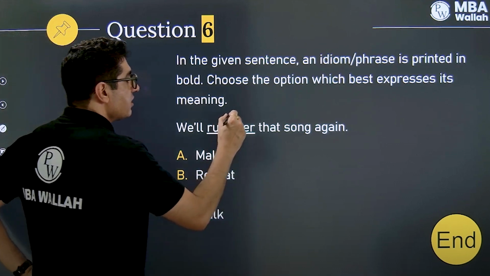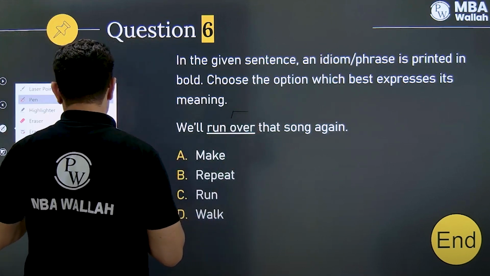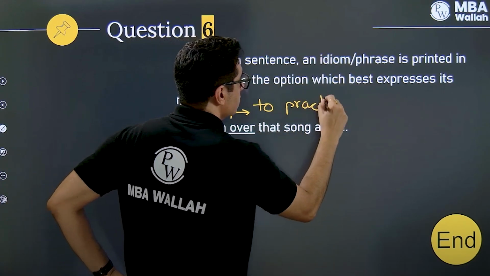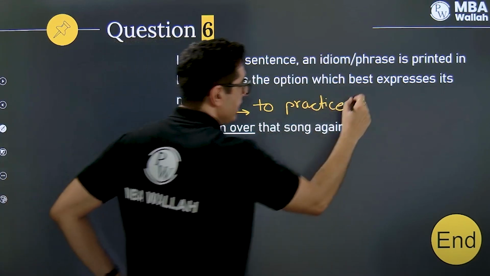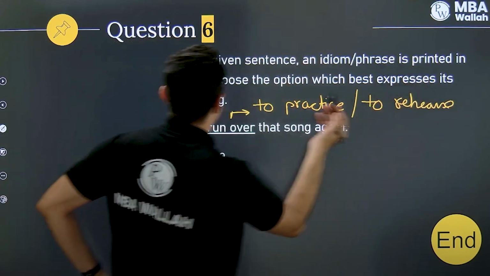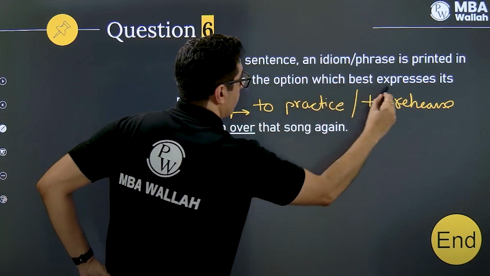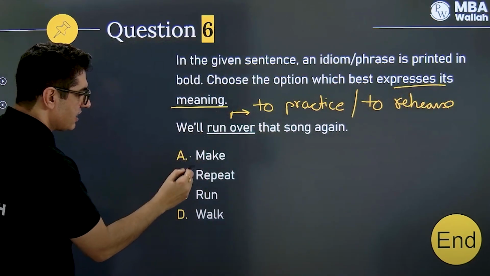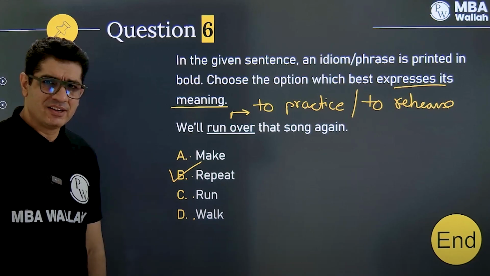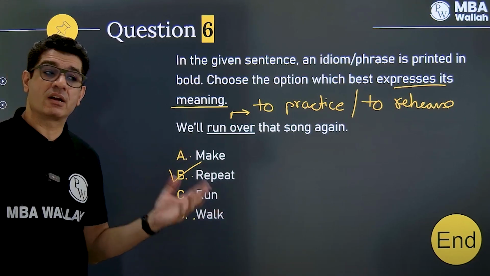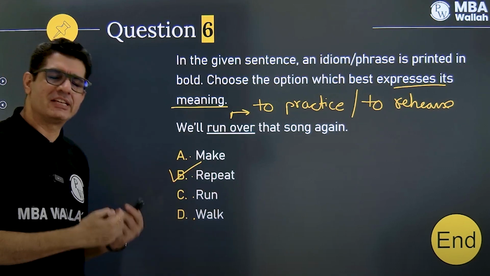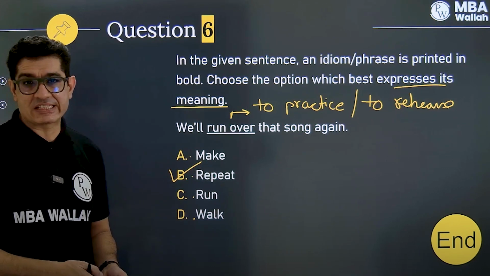Okay, now the phrasal verb run over basically means to practice what you are going to say or deliver, to rehearse. And we are looking for the option which best expresses this meaning, and that is going to be repeat, right? Now, run over also has this other meaning. The car ran over the pedestrians. But then, just like words, a phrasal verb can also have multiple meanings at times.